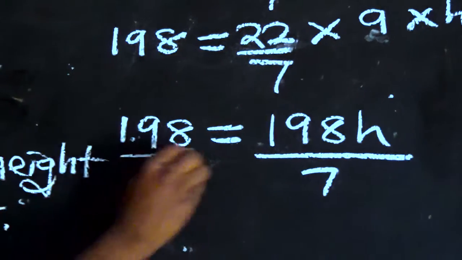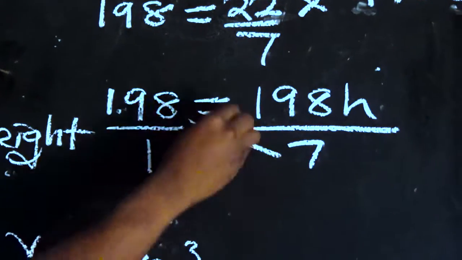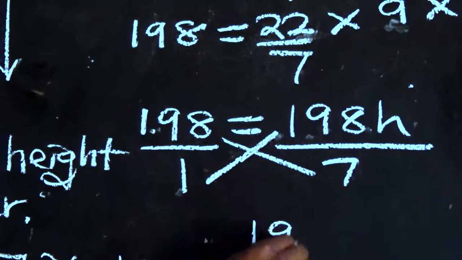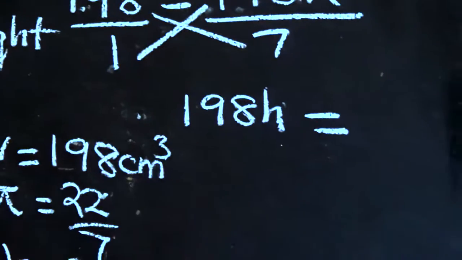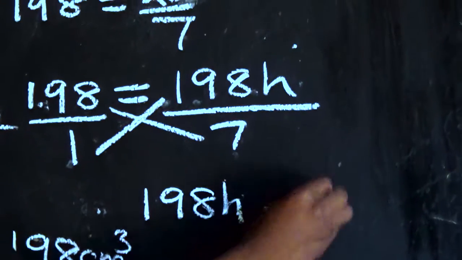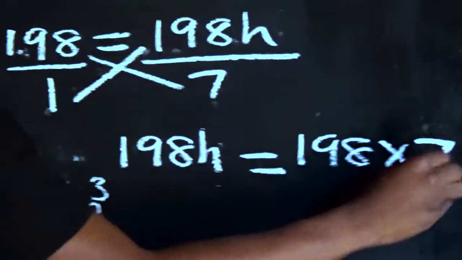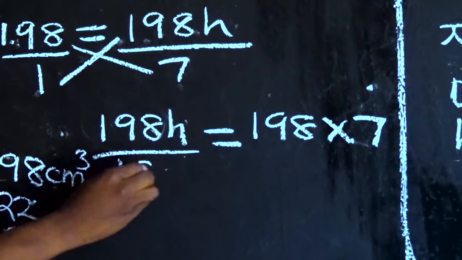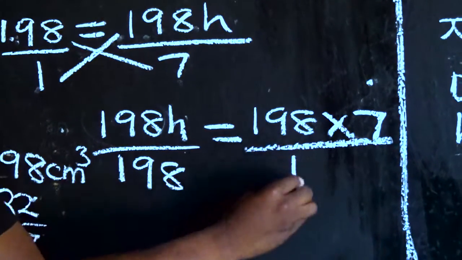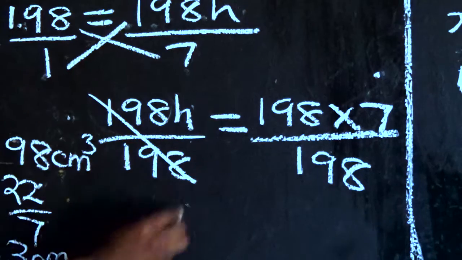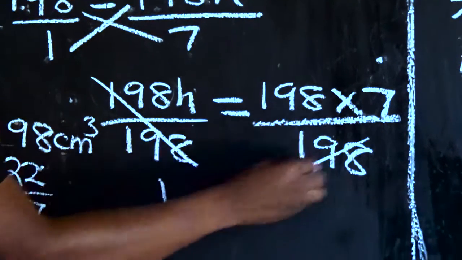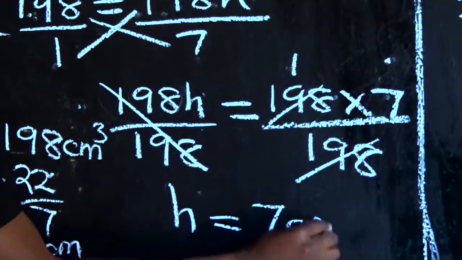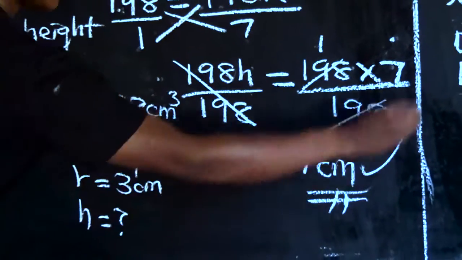Yes. Then you say over what? 1. You can now cross multiply and say 1 times 198h, 198h is equal to 198 times 7. For us to remain with h, divide both sides by 198. These two are going to go. h is equal to 198 into 198 is 1. 1 times 7 gets what? 7 centimeters, as the height.